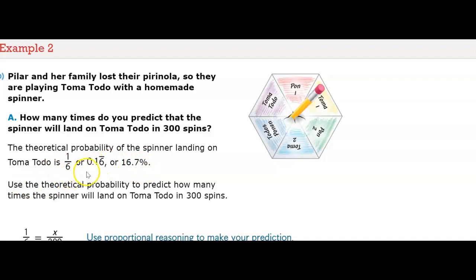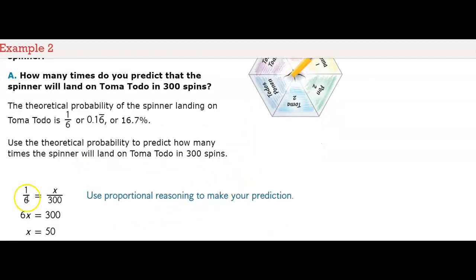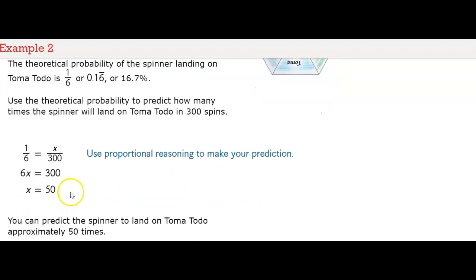Using the theoretical probability to predict how many times the spinner will land on Toma in 300 spins, 1/6 is equal to x over 300. They're using cross multiplication here, so 6 times x, 300 times 1. That's how we got 6x equals 300. And then you have to divide by 6 on both sides to get the x by itself, and you get 300 divided by 6 equals 50. So you can predict the spinner to land on Toma approximately 50 times.